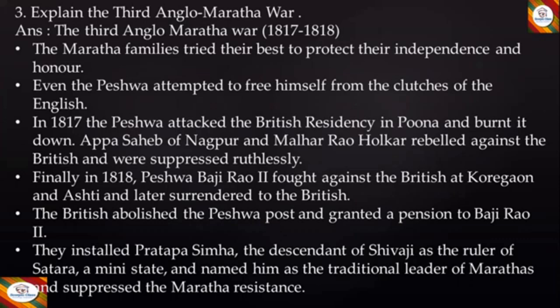The British abolished the Peshwa post and granted a pension to Baji Rao II. They installed Pratap Singh, the descendant of Shivaji, as the ruler of Satara, a mini state, and named him as the traditional leader of Marathas and suppressed the Maratha resistance. Okay, so these are the points you can write to explain the Third Anglo-Maratha War.